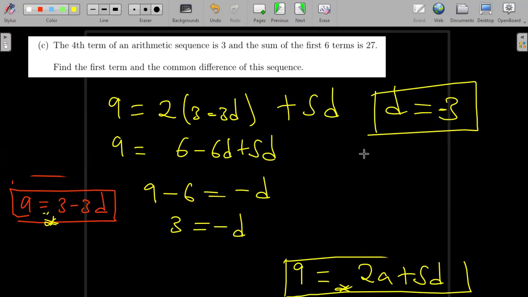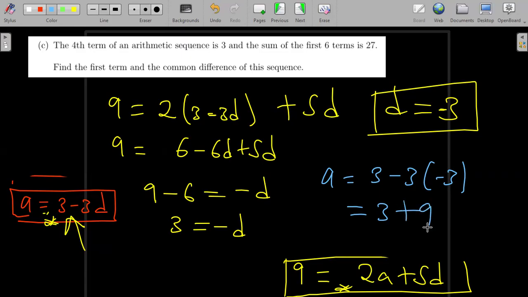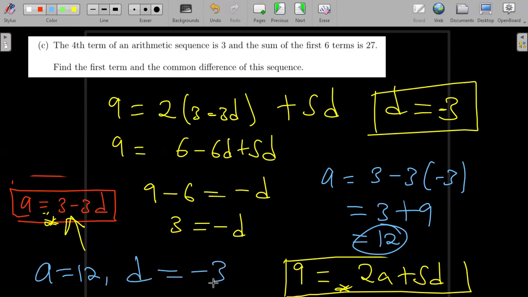Right, so since I have d, I can find my a. So our a will just be 3 minus 3, and then d is minus 3. So this will be 3, and then minus 3 multiplied by minus 3, that will be plus 9. So from there, I'm going to get my a is equal to 12. Okay, so our final answer is a is equal to 12, and d is equal to minus 3. And we are done with arithmetic progression.